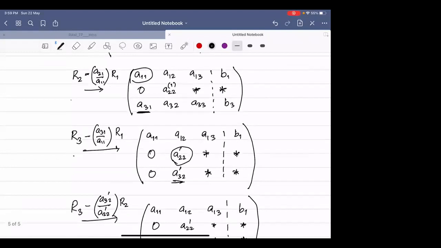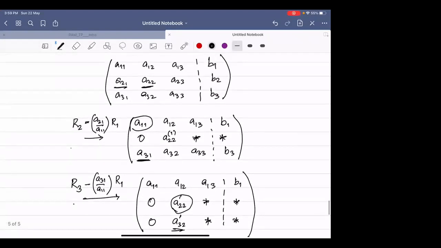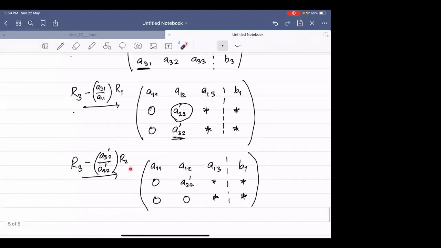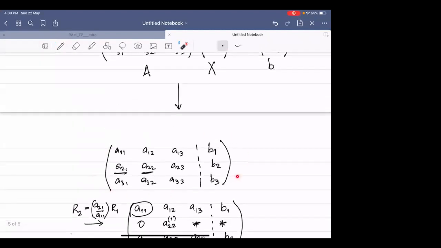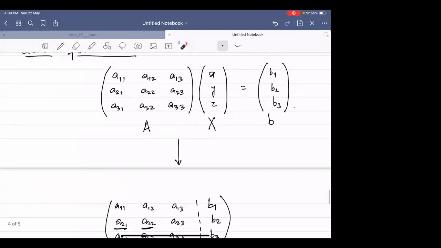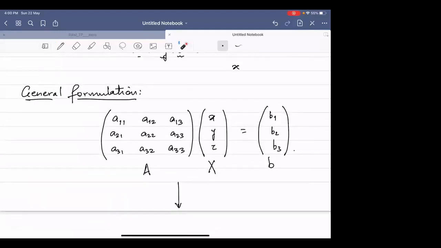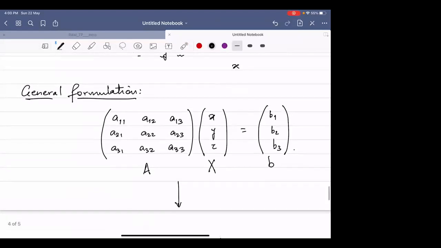Now what we would like to see next is how these operations that I mentioned here, these row operations, can actually be expressed as some matrix multiplication. You are multiplying the original matrix by some matrix on the left to actually give this reduction. So that is the next step in our study. This process is called Gaussian elimination, so we are trying to write down the general formulation of Gaussian elimination.